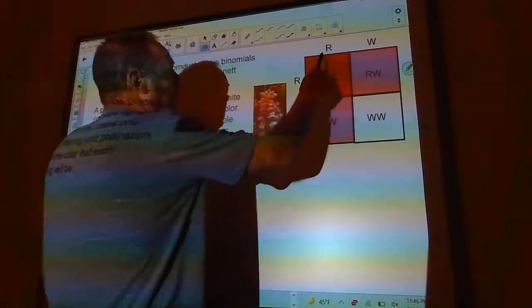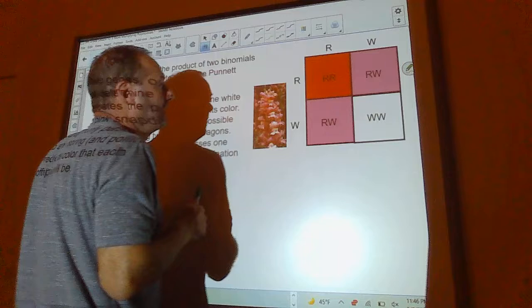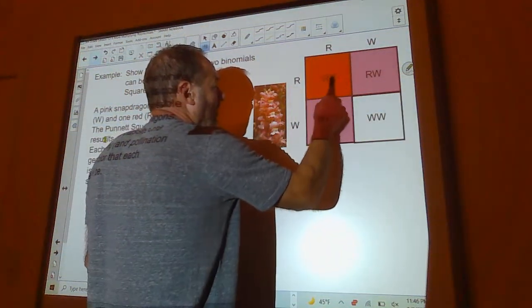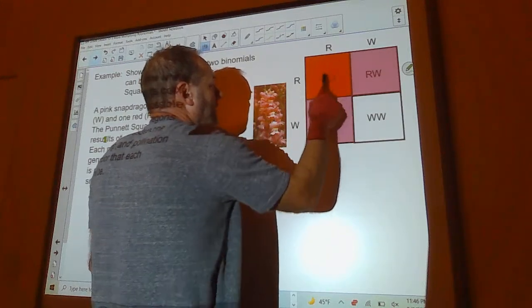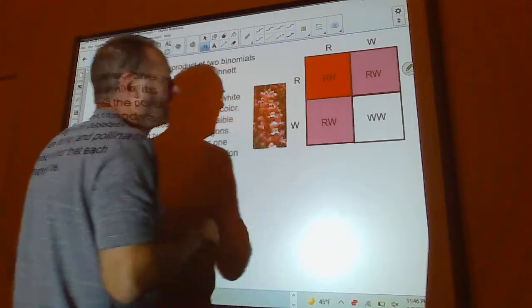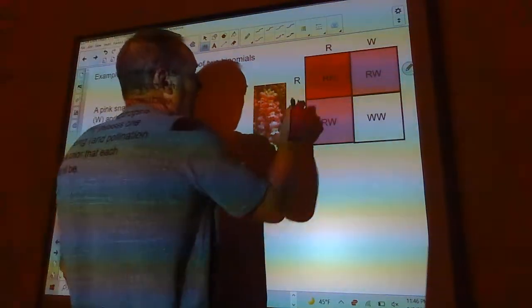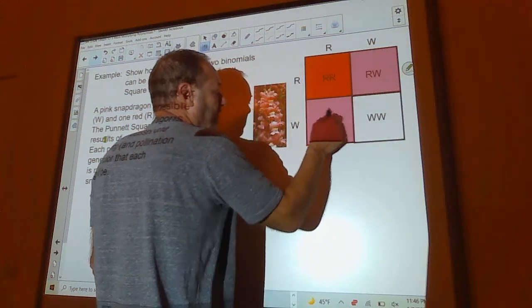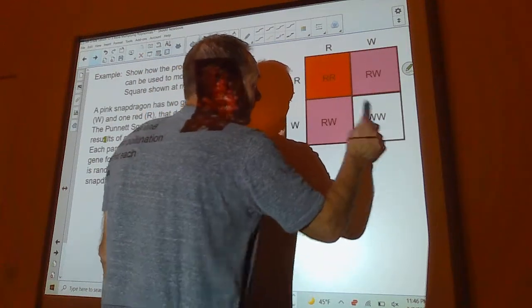So I've got a red-white makes pink, and red-white makes pink, okay? So this right here is going to be, if I get two R genes, one from this would be like the father, this would be like the mother, okay? So you get both red genes, you're going to get a red snapdragon. If I get a red and a white, I'm going to get a pink snapdragon. So this is going to be pink. This one's going to be pink. I'm going to get a white snapdragon if I get a white and a white.